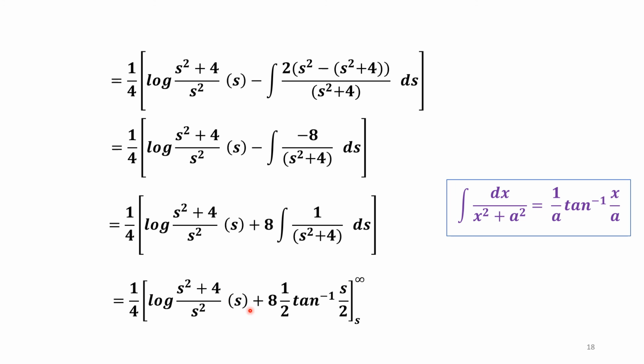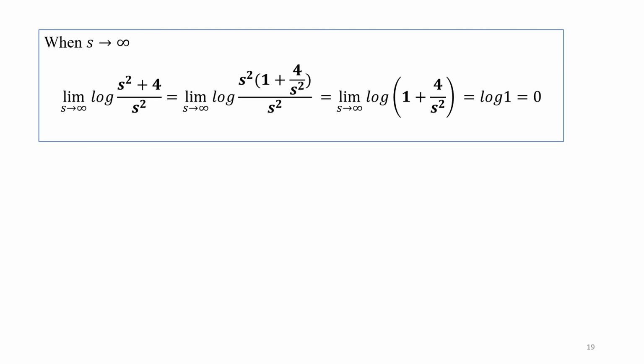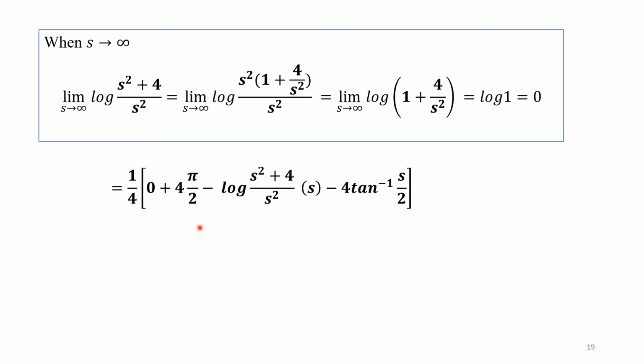Again, when we apply the upper limit as infinity, for this log term, if I take s square common from the numerator and cancel out with the denominator, the first term will become log 1, that is 0. So the first term will become 0 when s is infinity, and here when s is infinity, this term will become pi by 2. So the first term will become 0. Then we have second term 4 into pi by 2.